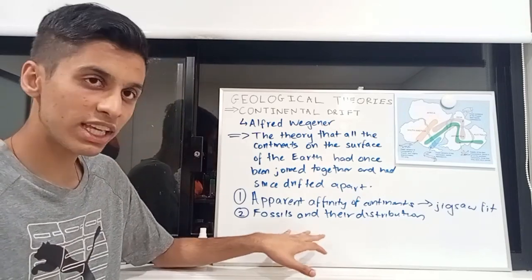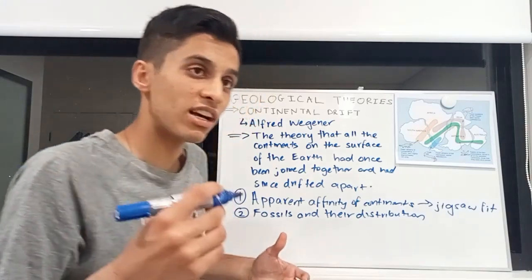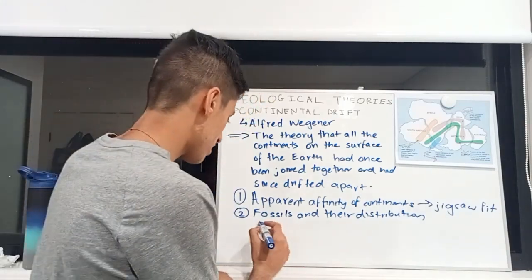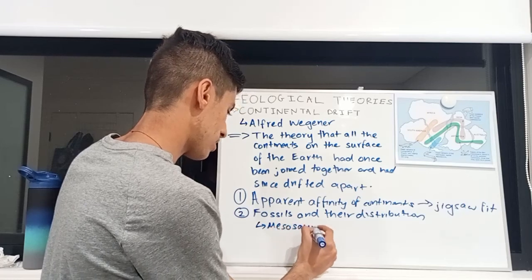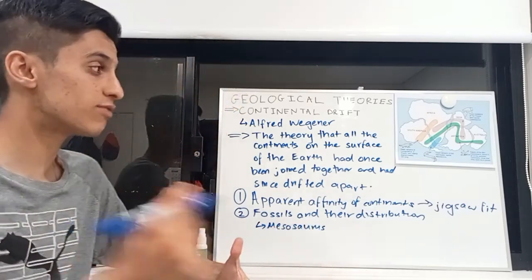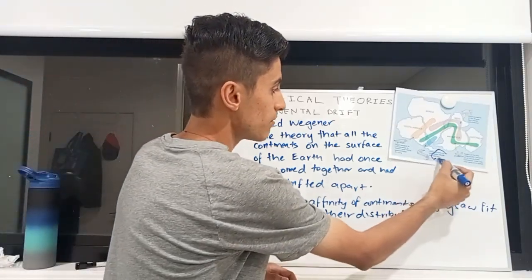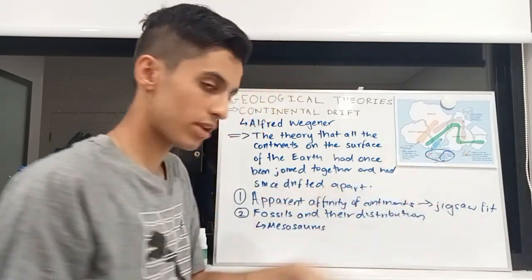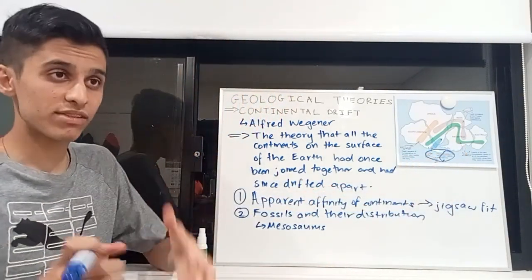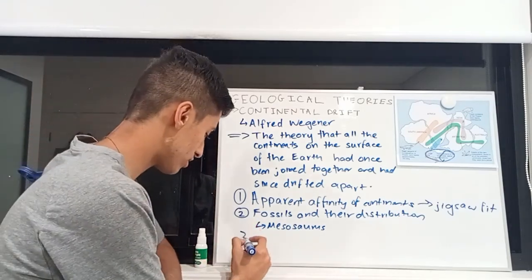So a key example to remember when talking about fossils and their distribution is the Mesosaurus. Because the Mesosaurus was a freshwater reptile, it's not really possible, as you can see here, for it to travel from South America to Africa. Now, another piece of evidence that he gave was landforms and their distribution.